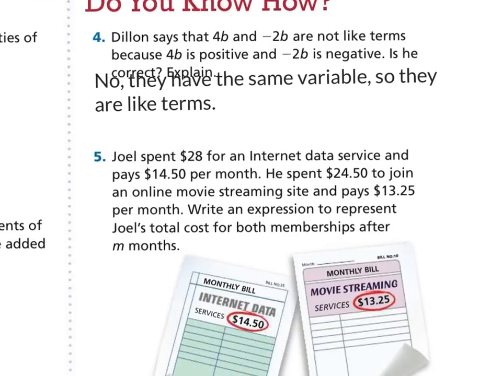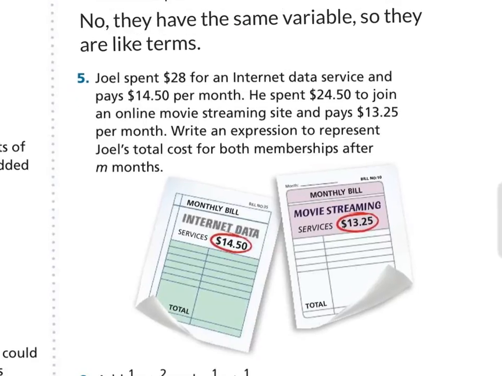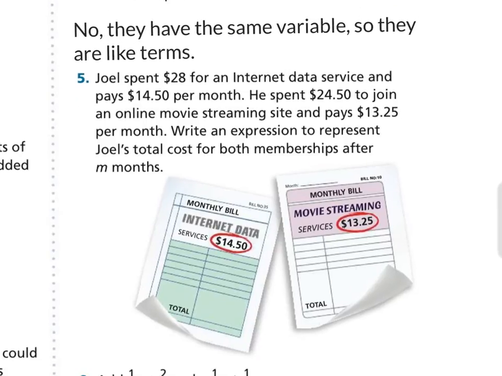Number 5, Joel spent $28 for an internet data service and pays $14.50 per month. He spent $24.50 to join an online movie streaming site and pays $13.25 per month. Write an expression to represent Joel's total cost for both memberships after M months. So we look at this one. We can look at two different parts here.